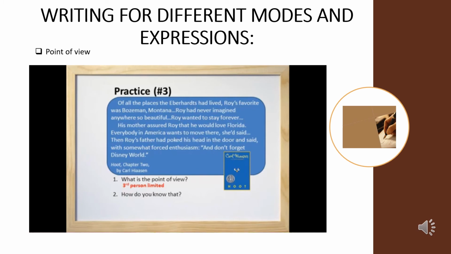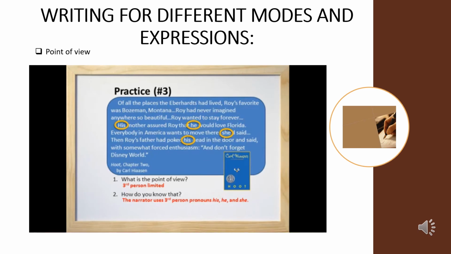Well, first, how do we know it's third person versus second person or first person? We know it's third person because of the pronouns. This narrator uses third person pronouns his, he, and she. Remember, if there were a lot of first person pronouns like I, my, our, and we, that would mean first person point of view. If there were a lot of second person pronouns like you and your, that would mean second person point of view. But this narrator uses third person pronouns, so we know it's a third person point of view.